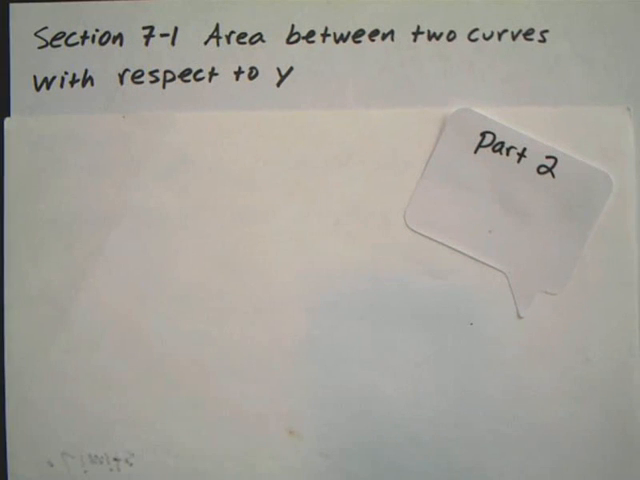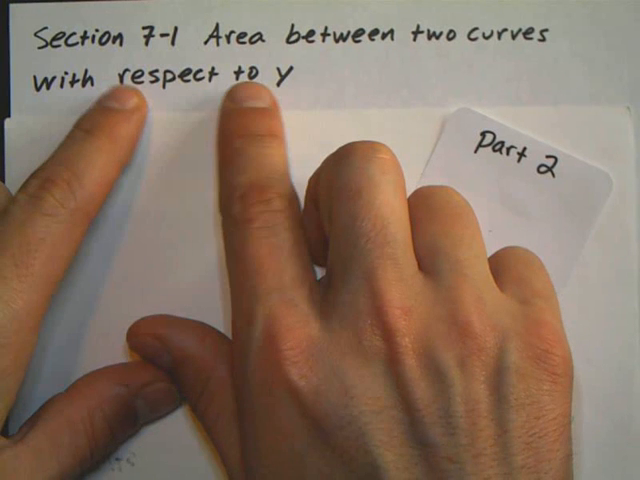Alright, this is part 2 of section 7.1, finding the area between two curves, but this time we're going to be finding it with respect to y.